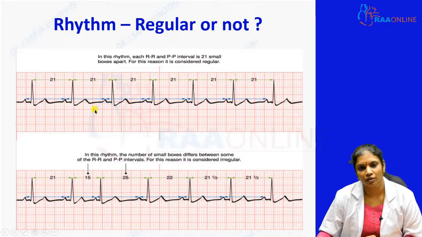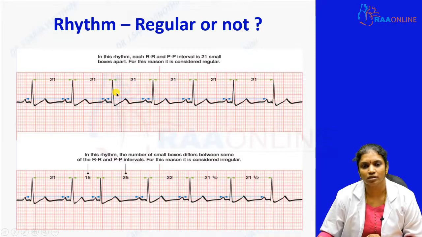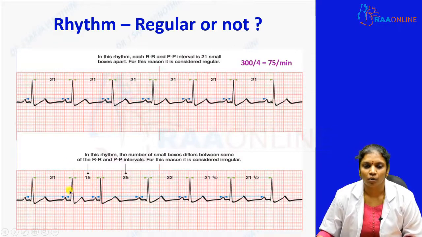The rate and the rhythm actually go hand in hand. While measuring the rhythm, we should always see if each P wave is being followed by the QRS complex and if the QRS complexes are occurring at regular intervals. If so, measuring the rate is going to be easy according to our previous formula, that is 300 divided by the number of large boxes. But what if the QRS complexes are occurring at varying intervals?